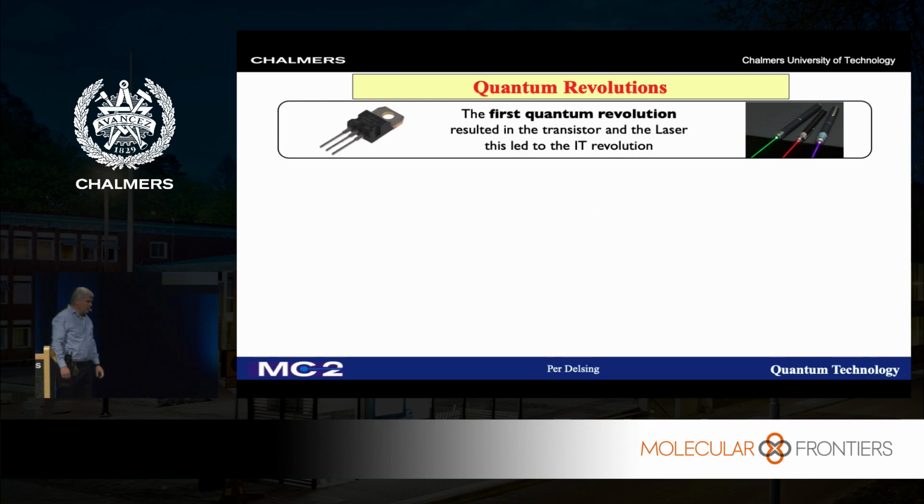I think you all know about the first quantum revolution. The first quantum revolution gave us the transistor and the laser. And this is, of course, what gave us the IT revolution, which you all have in your pockets and you use every day. And you really needed quantum physics to make transistors and make lasers and things like that. But now we're entering the second quantum revolution.